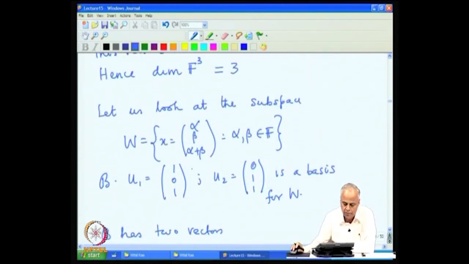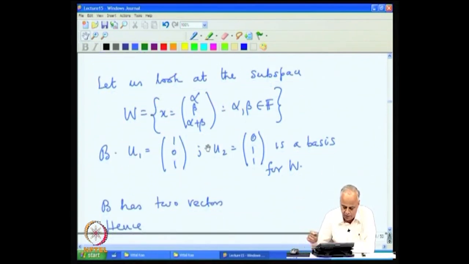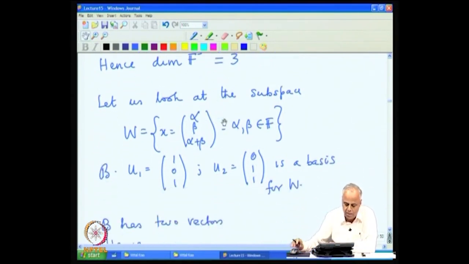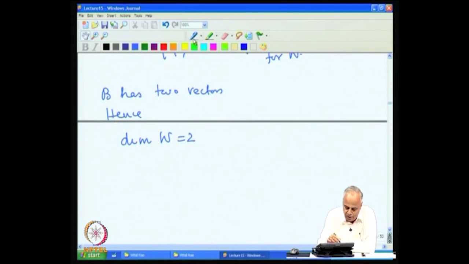So, F3 is a 3 dimensional vector space. In that vector space is this 2 dimensional subspace sitting. If I take F to be R, R3 will be our usual space in which we live, which is a 3 dimensional space, and this W will then become the plane z equal to x plus y, which is a 2 dimensional object. The plane geometrically is a 2 dimensional object. So, this is an algebraic way of looking at that fact.